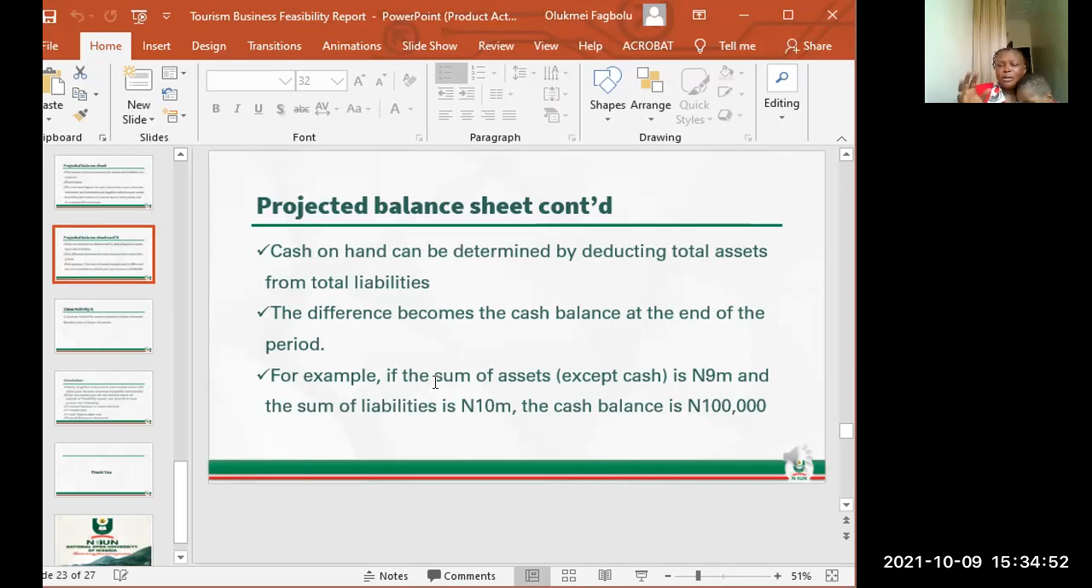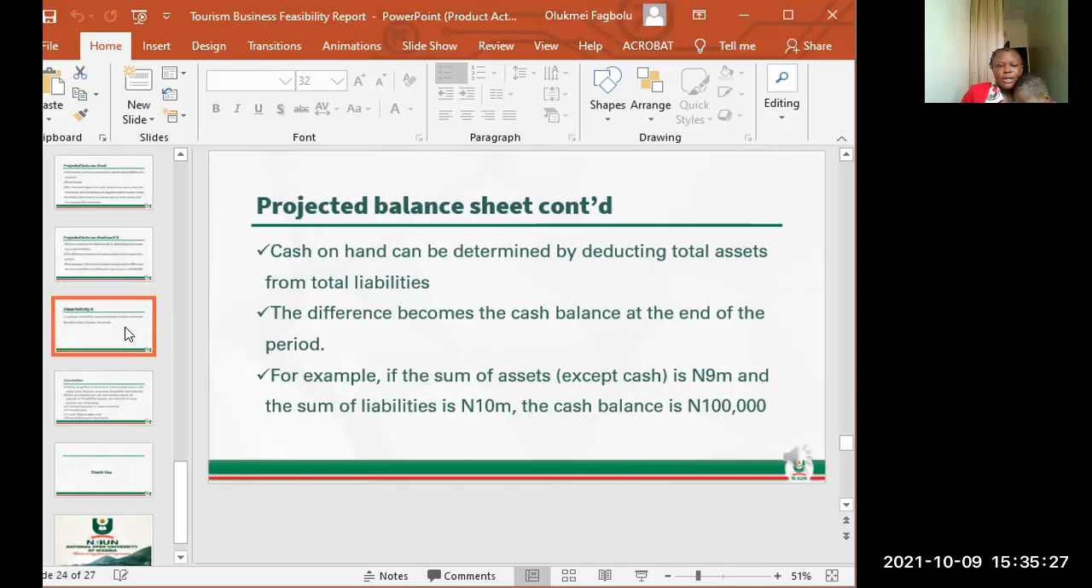If we deduct our assets from liabilities, we are going to have the cash balance. For example, let us say the sum of our asset side is 9 million naira and the sum of the liability side is 10 million naira. If we deduct assets from liabilities, the outcome will be the cash balance. Therefore, 10 million naira minus 9 million naira will give us 100,000 naira.